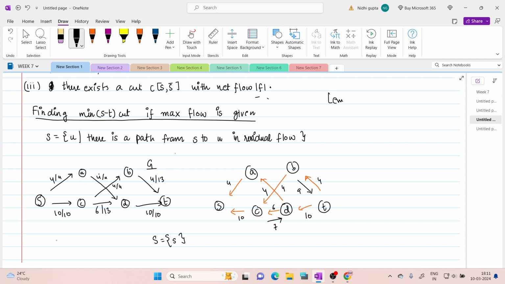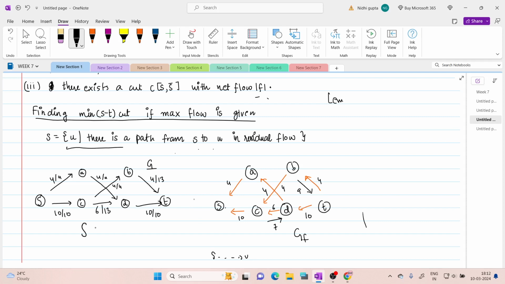Now we know that this is the maximum flow. But how do we find the minimum cut from this maximum flow? So we look at all these vertices U such that there is a path from S to U in the residual flow. So is there a path from S to A in this graph? No. Is there any vertex such that there is a path from S to V? No, because there is no edge going out of S, so there cannot be any path.